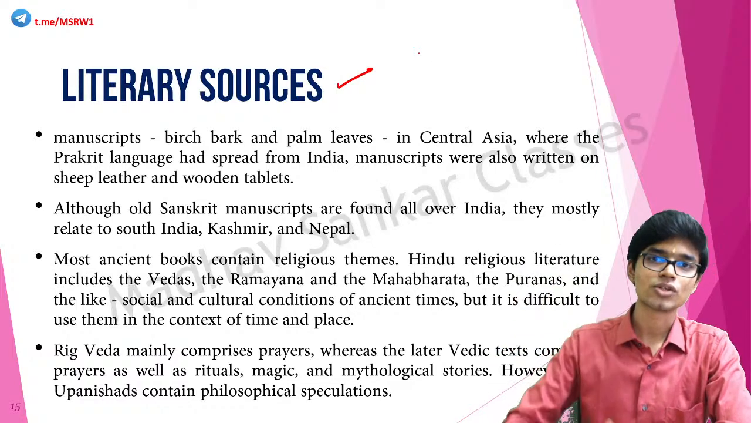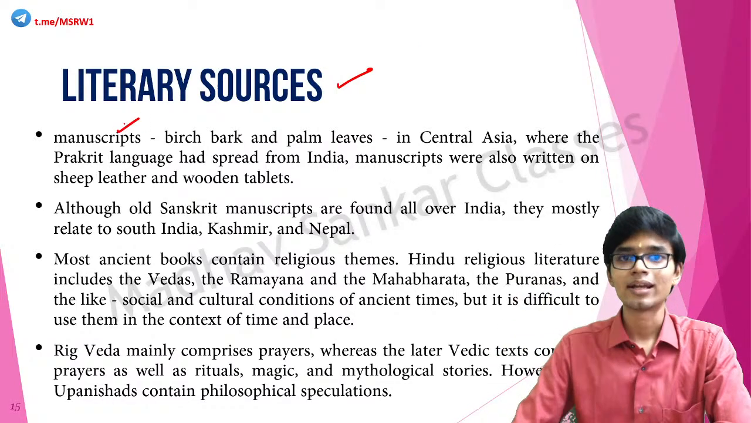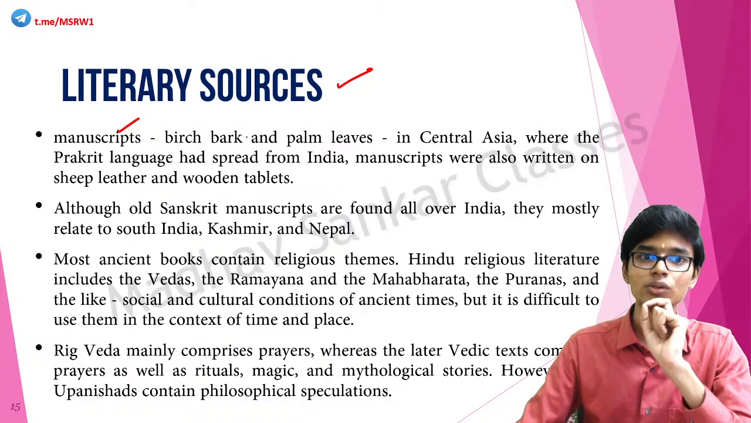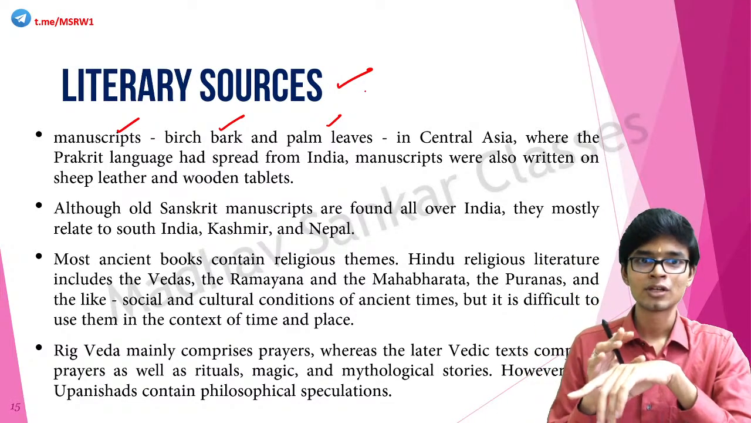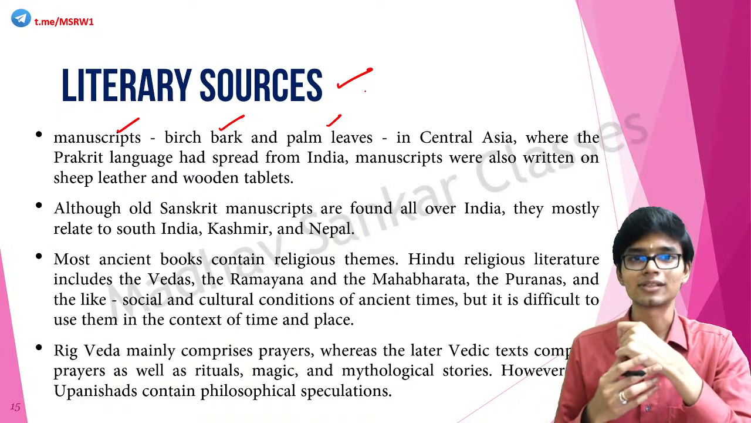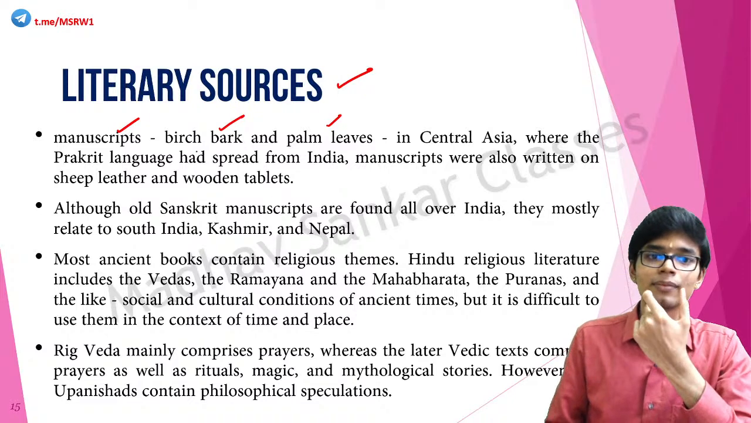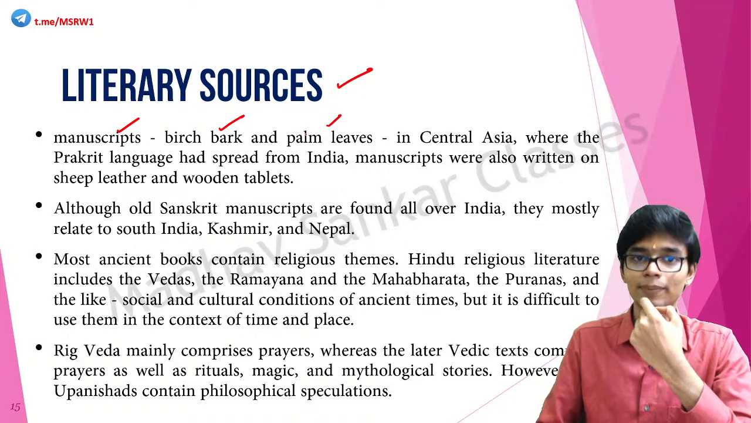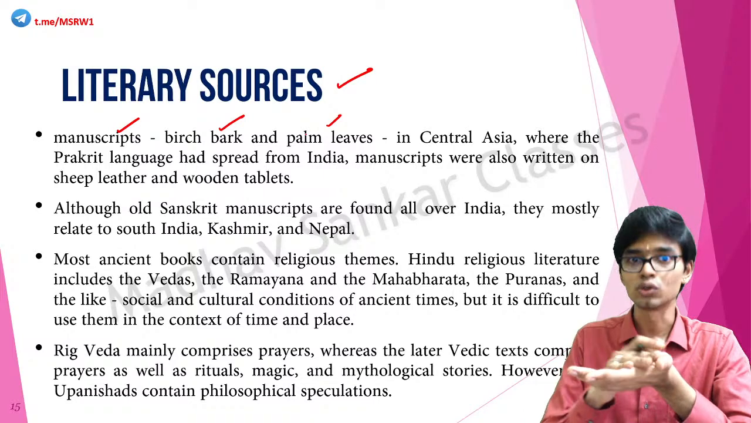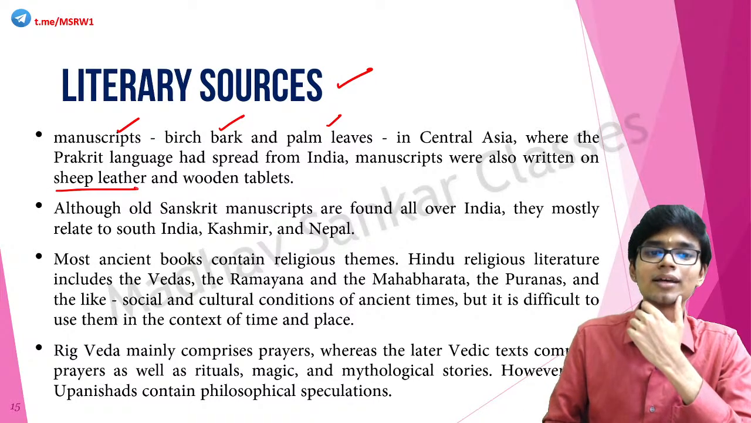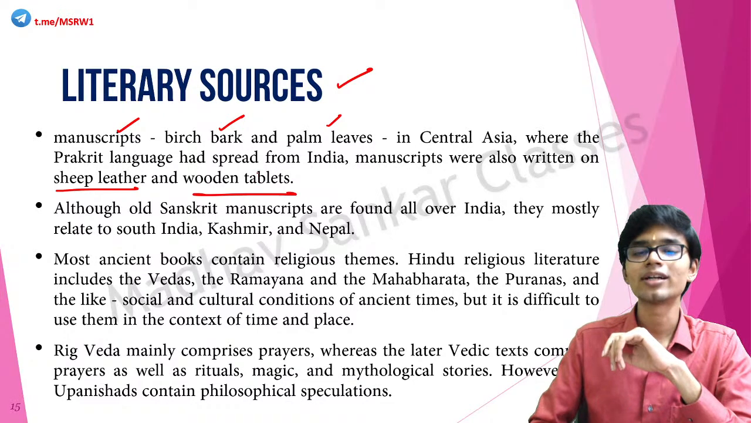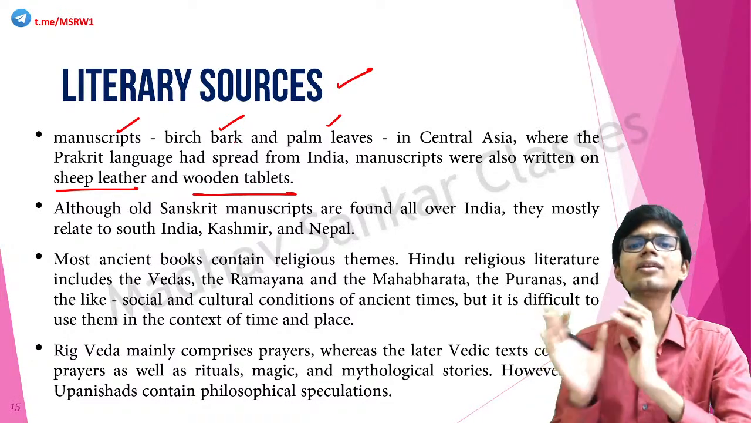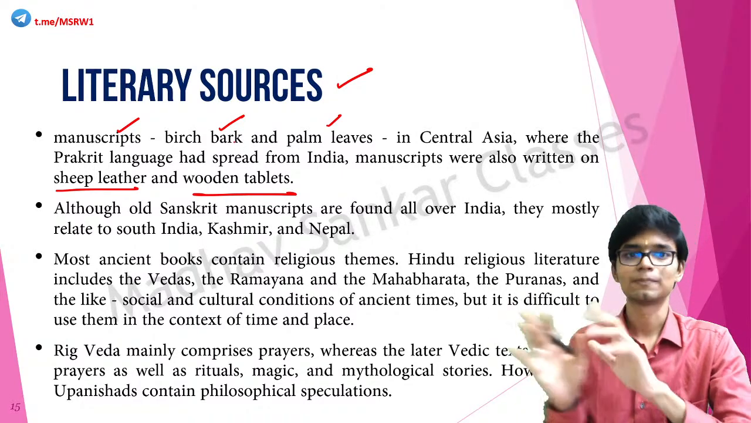So the most ancient literary sources that we come across include manuscripts. And in India, manuscripts were usually inscribed on birch bark and palm leaves. We do not have modern day paper during those times. So birch bark and palm leaves were used for making these manuscripts. And in the Central Asian scenario, there also we find some Prakrit language manuscripts, but there some other bases were also used to write them, for example, sheep leather, wooden tablets, etc. In an Indian context, we see birch bark and palm leaves mostly.